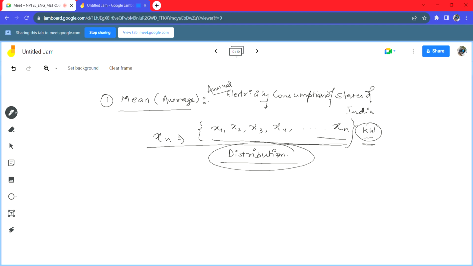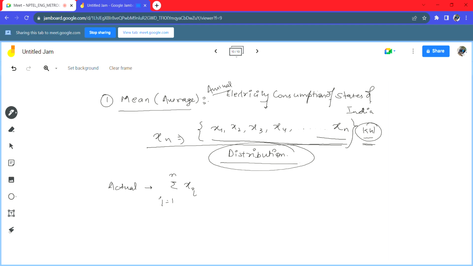Now, if India has to make a policy on electricity consumption, the first thing that you should know is what is the actual consumption of the country. Fine. So actual consumption is what? Actual consumption is the summation of xi from i equals 1 to n. You add all these and you will get the total consumption that India is doing.